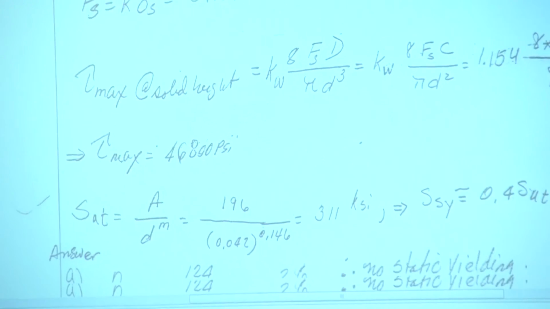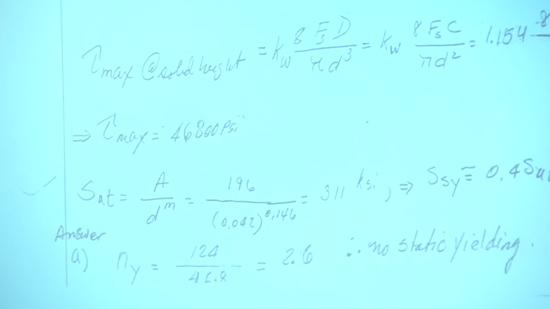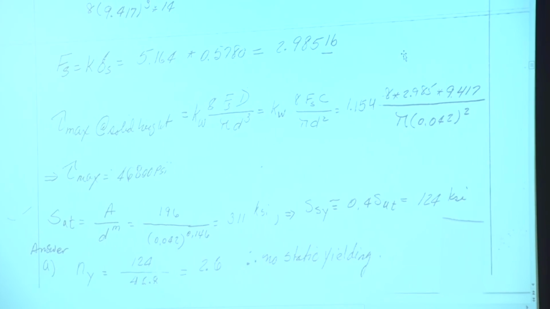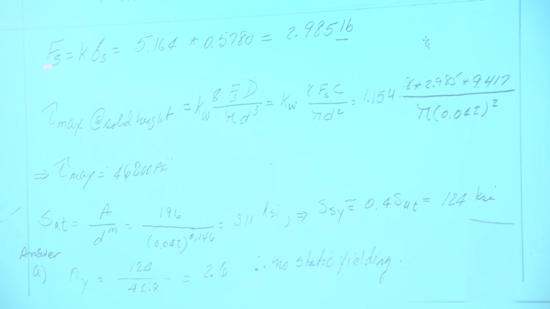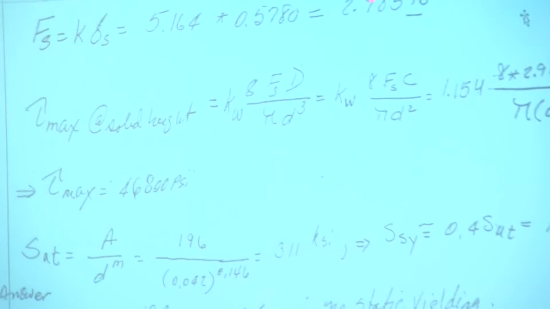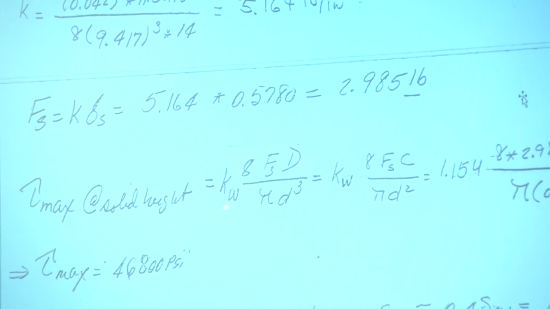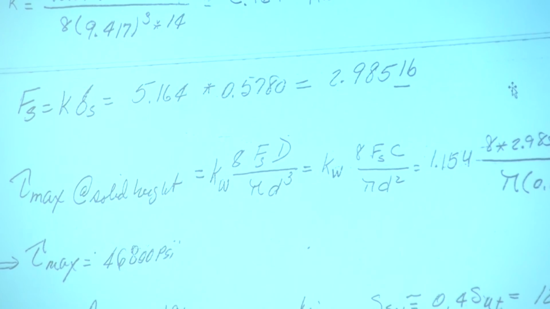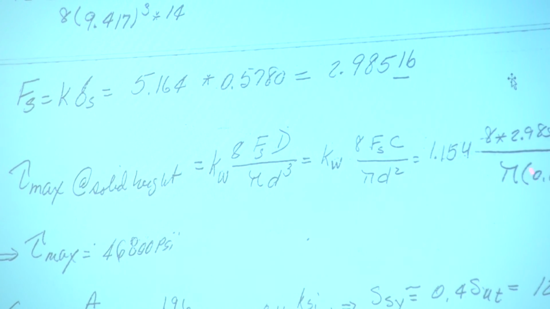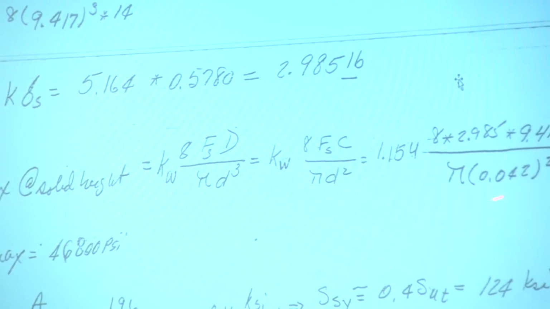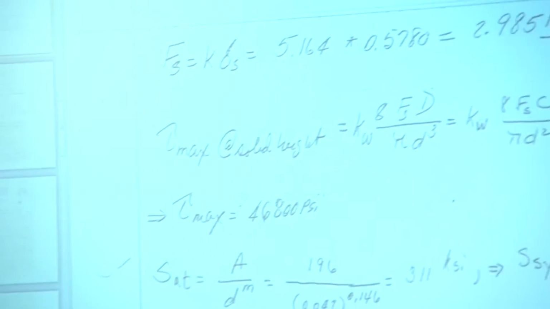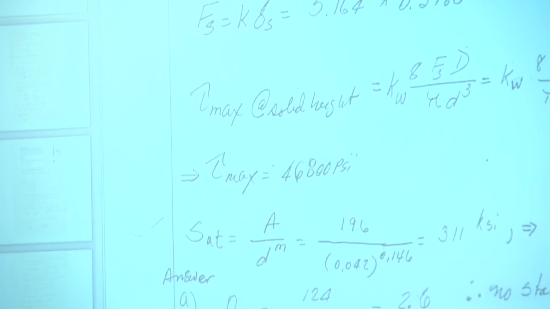And now you're in a position to calculate what stress that force produces. So there's the force, K delta S, about 3 pounds. Tau max at solid height, Kw 8 FSD divided by pi d cubed. Again, you have all of these values. You get approximately 47,000 psi. Has it yielded? Well, we have to find the yield strength.